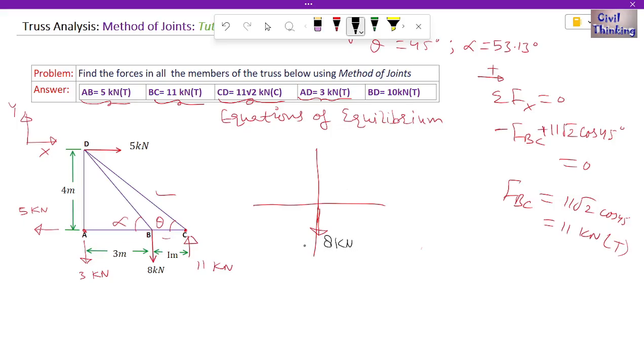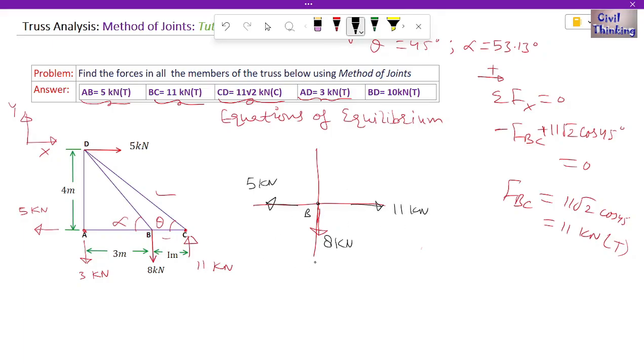Okay, now at B we have, this is B joint, right? We have AB, and we have already found the value of AB to be 5 kilonewton tensile. Okay, because it is tensile, so it is away from the joint. This is 5 kilonewton tensile. And BC, what is the value of BC? As you can see here, force in BC is, did we do any mistake? AB is 5, yes, and BC is 11 kilonewton. It is also tensile, so this is also away from the joint. Okay, this is 11 kilonewton.